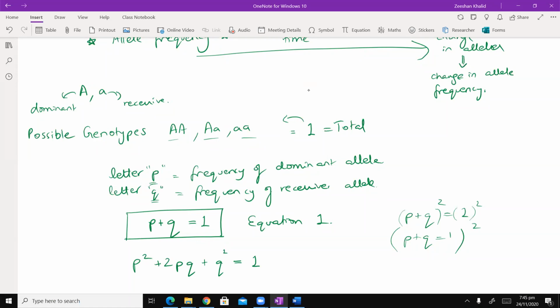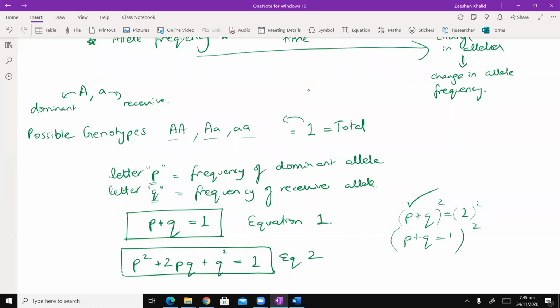1 का स्क्वायर करें तो 1 ही रहता है, अगर हम एक साइड पर स्क्वायर करें तो ऑटोमेटिकली हमें दूसरी साइड पे भी स्क्वायर करना चाहिए. तो अगर लेफ्ट साइड के स्क्वायर को मैं ओपन करूं, this is what the second equation should look like. Okay, so that is equation number 2 of the Hardy-Weinberg principle.